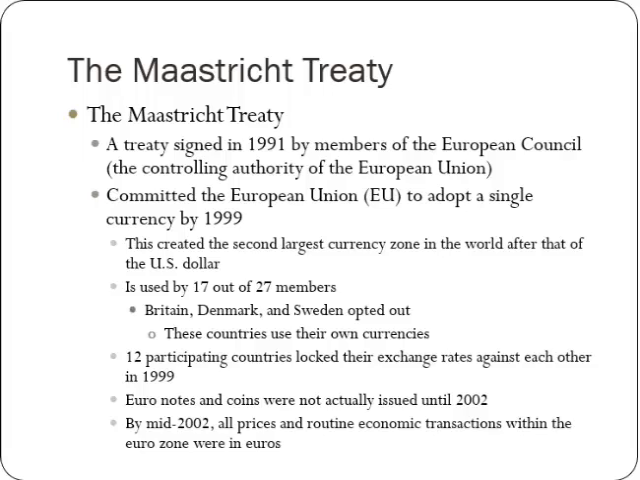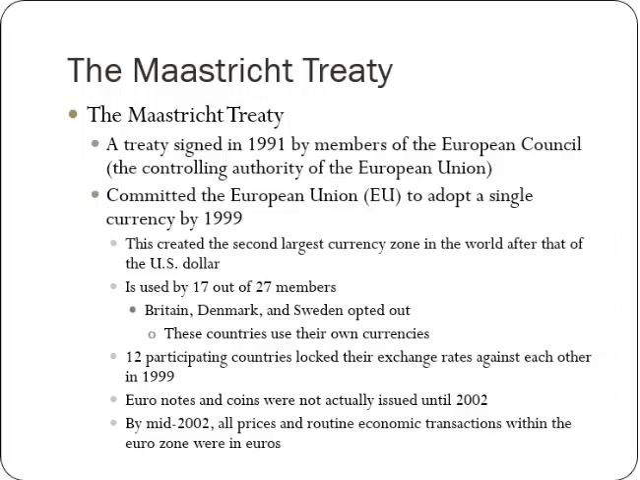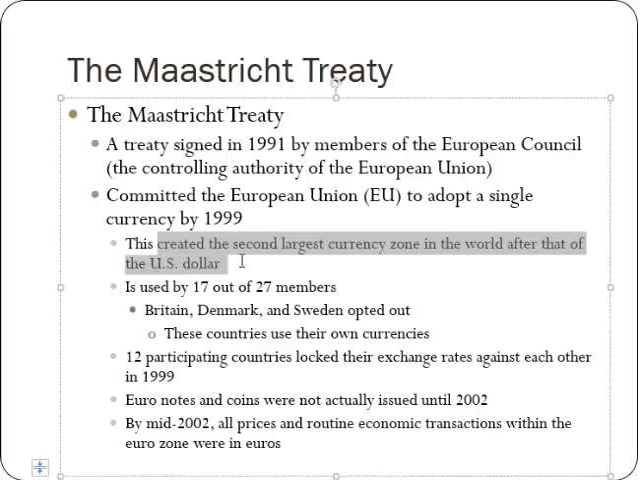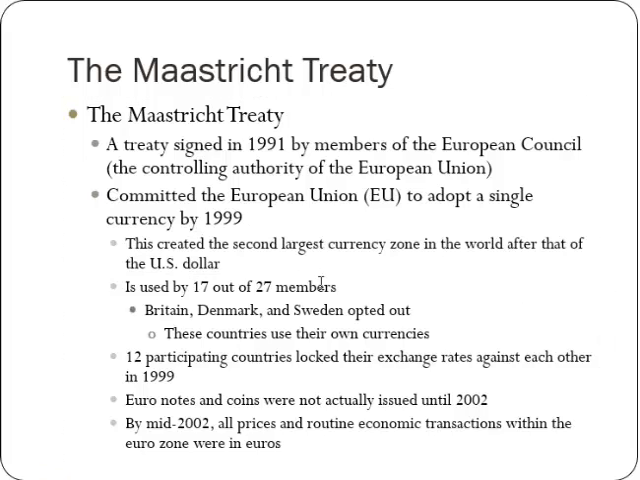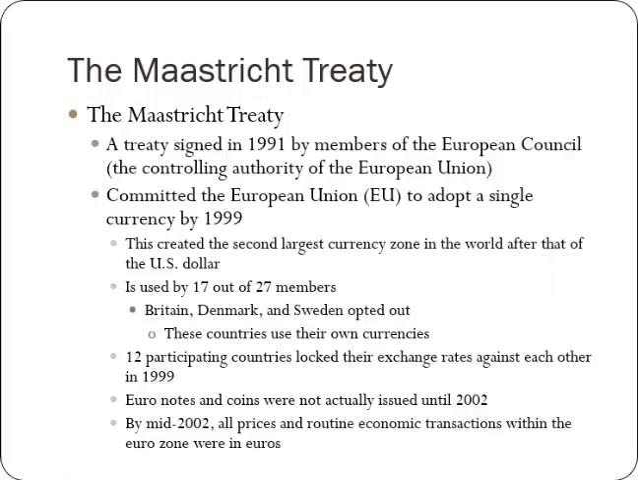An example, of course, of a free trade agreement was the Maastricht Treaty, which was a precursor to the European Union. It was signed in 1991 by the European Council, and it committed the EU to adopt a single currency, which they did by 1999, which of course turned out to be the euro. This created the second largest currency zone in the world after the United States, and the euro is used by 17 out of the 27 countries. Some of the countries decided not to use it. Britain, Denmark, Sweden continued to use their own currency, not necessarily the euro.